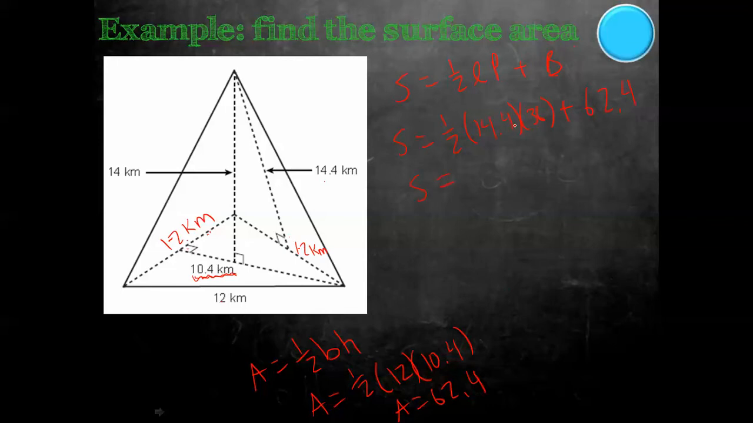So now we're just going to take these, multiply them out, add them together, and be done. 14.4 times 36, and then divide it by 2, is going to be 259.2. And then we're going to add 62.4 to that, and it's going to give us 321.6 kilometers squared.